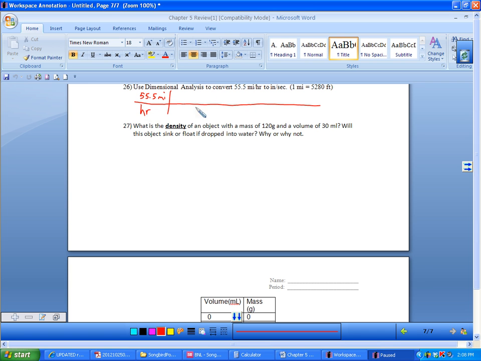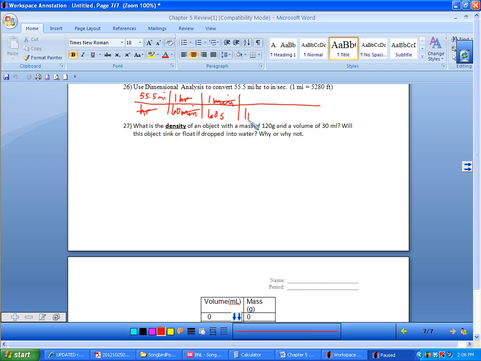Notice I put the miles in the numerator and the hour in the denominator. They want me to go to inches per second, so I'm going to say 1 hour is 60 minutes, and then there's 1 minute for every 60 seconds. That takes care of the time. Get rid of those and those.